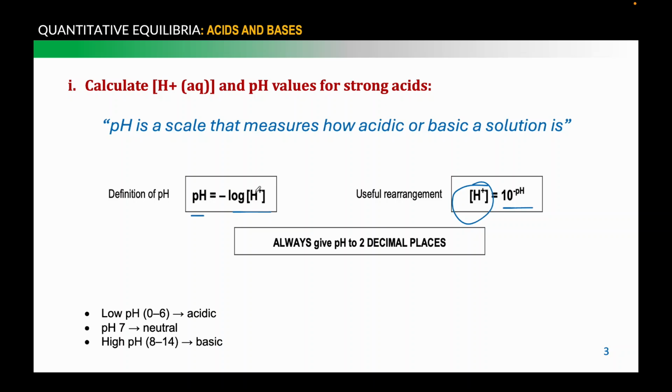One important thing that maybe you know: this is the pH range. When pH is between 0 to 6, we call it acidic condition. When pH is 7, it is neutral condition. High pH from 8 to 14, the condition is basic. It means the solution is basic in nature.